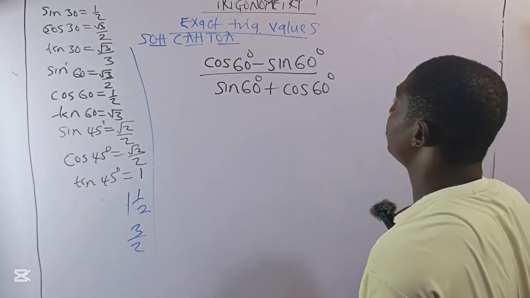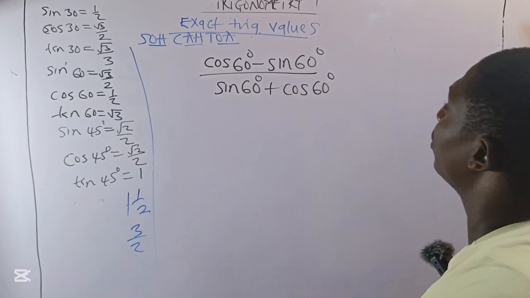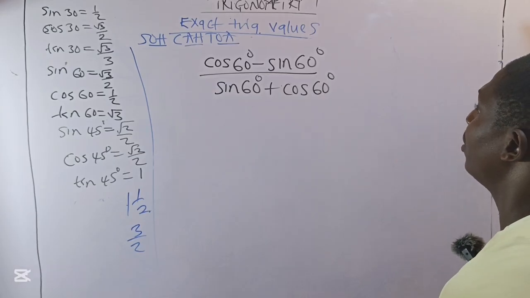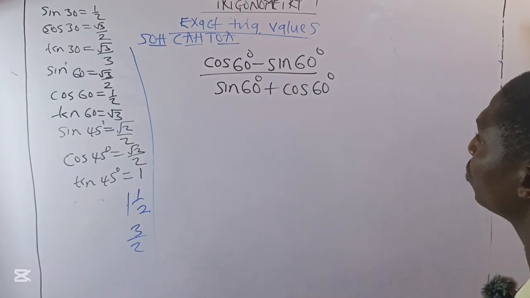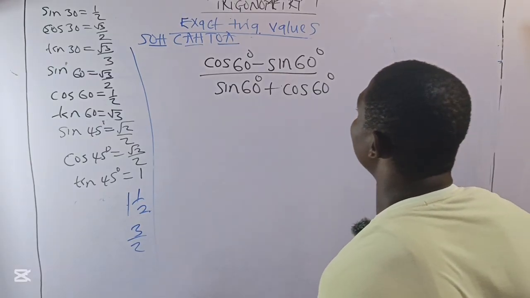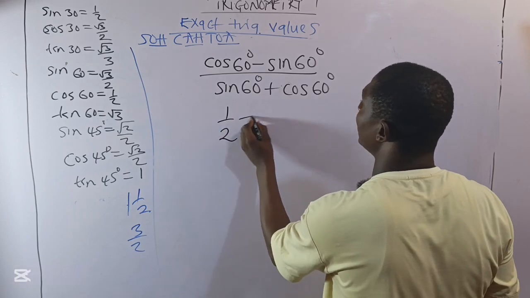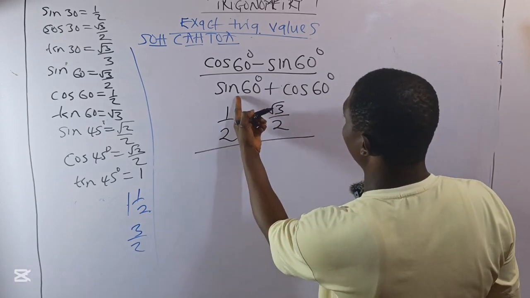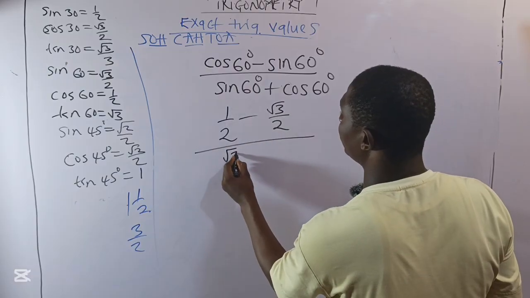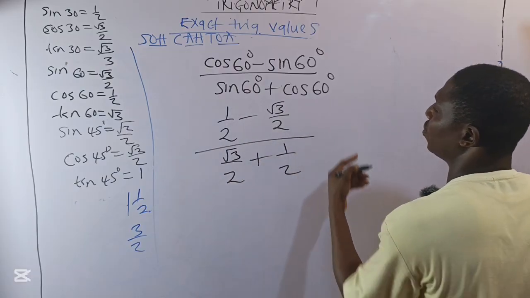And this is my answer. So again, we have cos 60 degree minus sine 60 degree all over sine 60 degree plus cos 60 degree. Now, cos 60 degree is 1 over 2. And sine 60 degree is root 3 over 2. So I simply have my 1 over 2 here minus root 3 over 2, all over that of sine, root 3 all over 2 plus 1 all over 2 for cos 60.